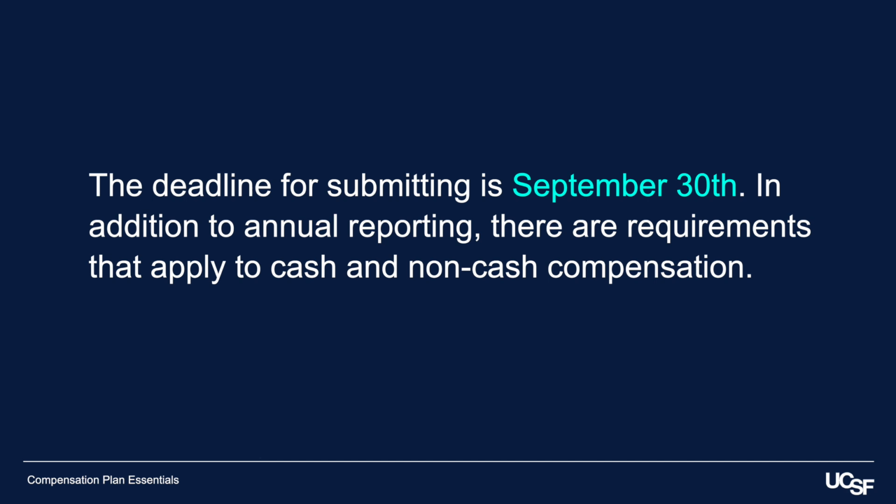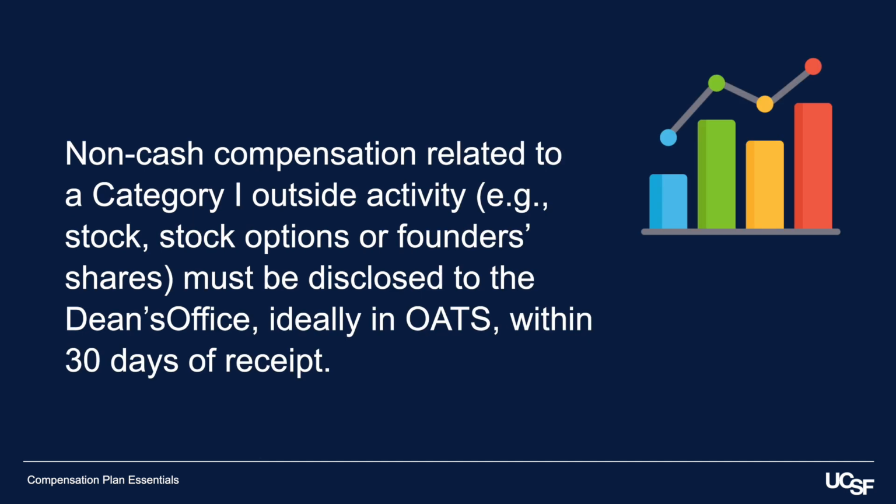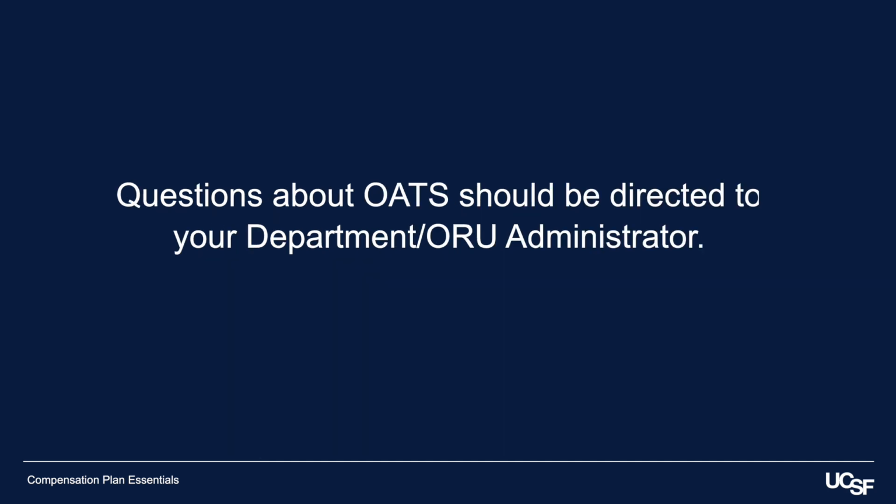In addition to annual reporting, there are requirements that apply to cash and non-cash compensation. Cash compensation for outside professional activities must be disclosed annually in OATS. Non-cash compensation related to a Category 1 activity, like stock options or founder shares, must be disclosed to the dean's office, ideally in OATS, within 30 days of receipt. Questions about OATS should be directed to your department or ORU administrator.